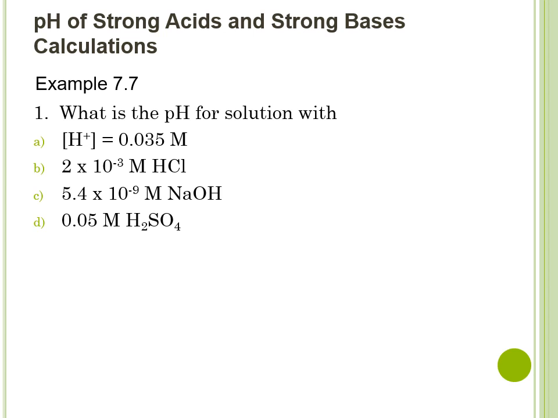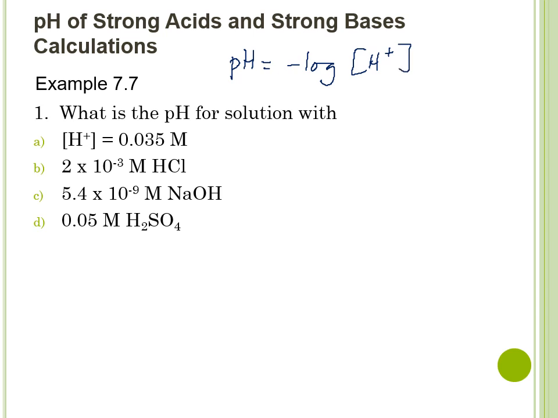Okay, let's do example 7.7, question number 1. We are going to find the pH for all these 4 solutions. We know that the formula to find pH is negative log of the concentration of H plus. So this is the formula we're going to use for all of these solutions.